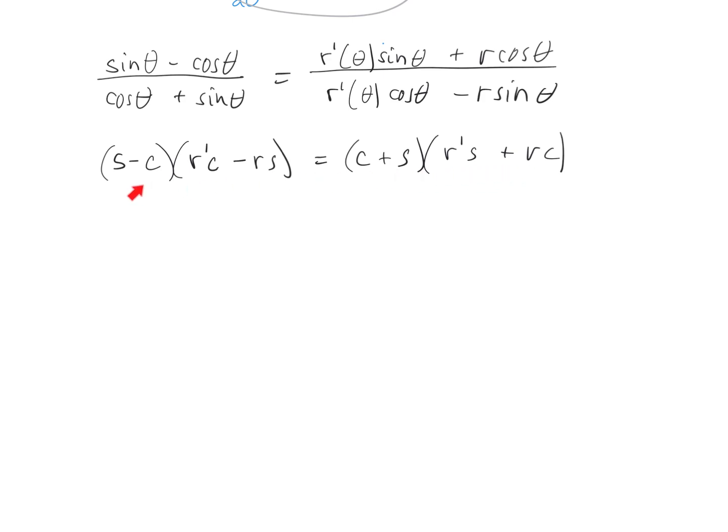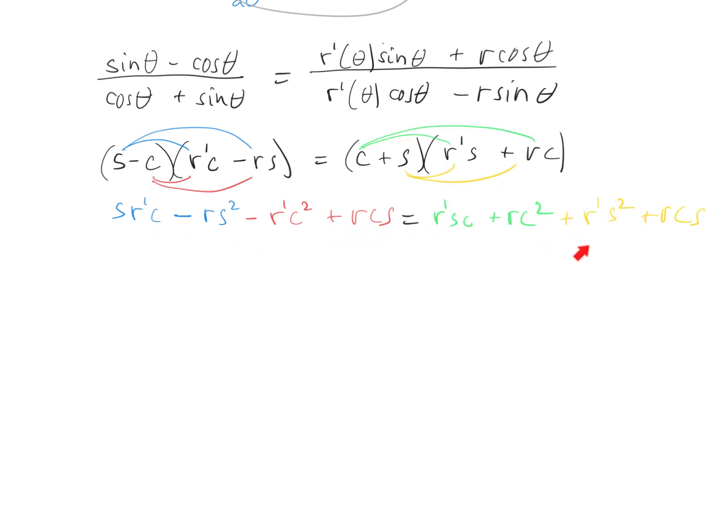I'm going to go ahead and distribute things and collect like terms. Okay, there's the distribution on the left side. Now we'll do the right side. There we go. All right, let's do some combining of like terms and maybe getting everybody on one side. I see a plus RCS and a plus RCS. I see r prime sine cosine, r prime sine cosine. And that's about it for canceling common factors out. Now let's just combine some like terms.